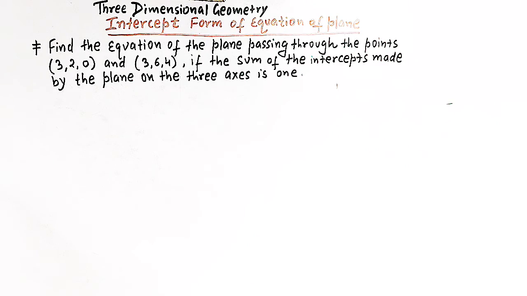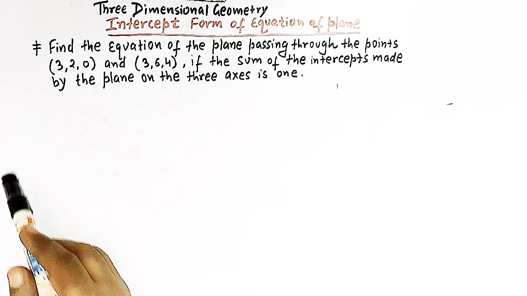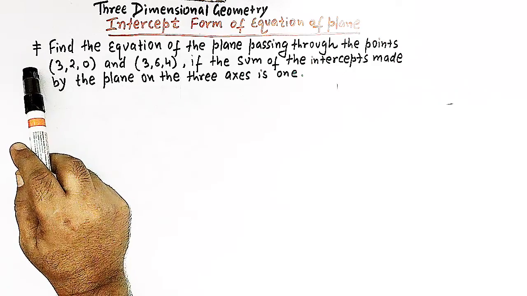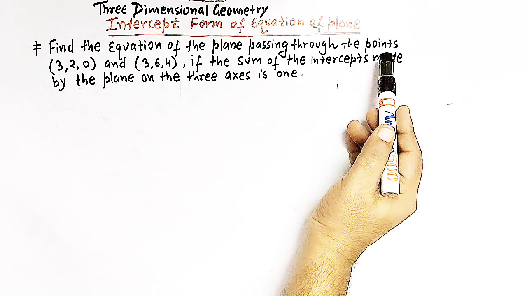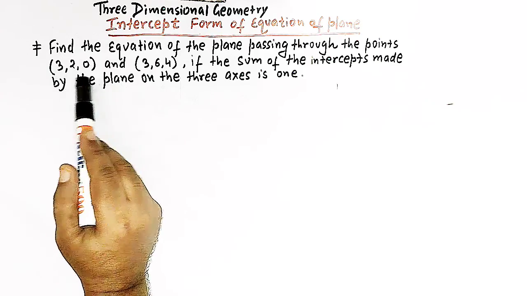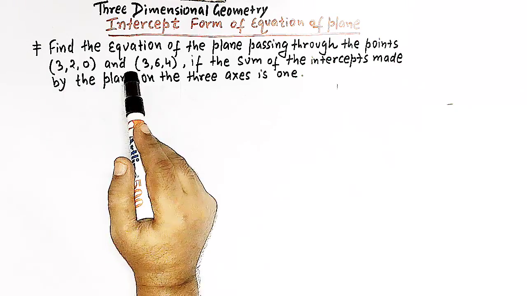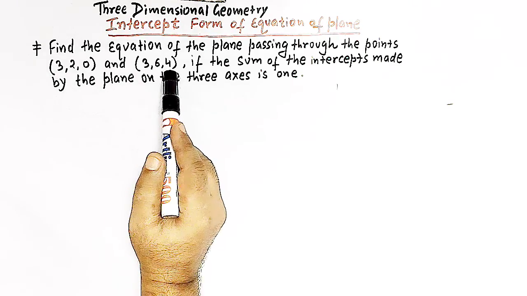Hello viewers, in today's session we are going to discuss another important and conceptual problem from three-dimensional geometry related to the intercept form of the equation of a plane. And here we are going to solve this problem where we have to find the equation of the plane passing through the points whose coordinates are (3, 2, 0) and (3, 6, 4).